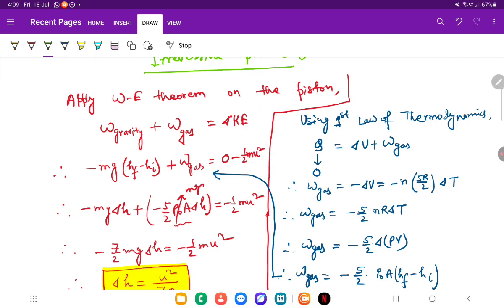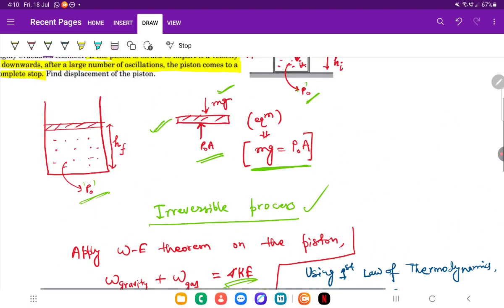Okay, so applying the work energy theorem on the piston, there will be two works: work done by gravity and work done by gas will change its kinetic energy. If finally it is at rest, the kinetic energy is 0. Initially it was half mu square. Work done by gravity is obviously minus of mg times (hf minus hi).